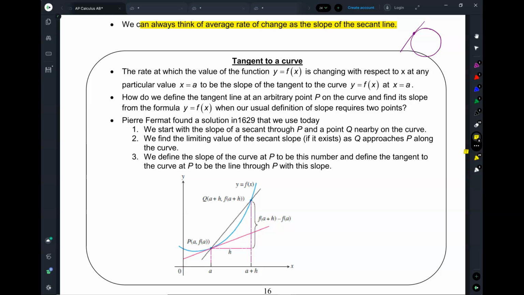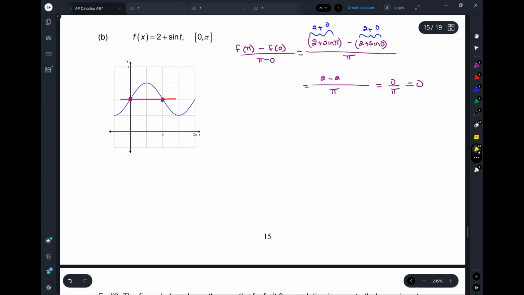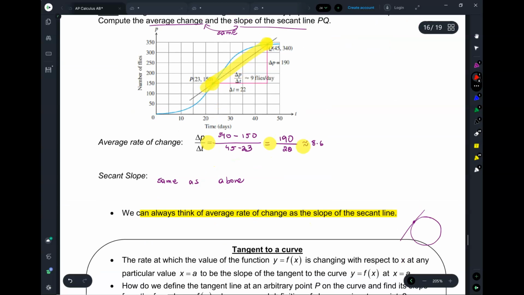Okay? What do you mean? You see how this secant line here crossed the curve at 2 points? Okay, if I draw another line, like here, that only crosses it at 1 point, that only touches it at 1 point, that's a tangent line. Okay, so average rate of change is basically how much something changes over time.